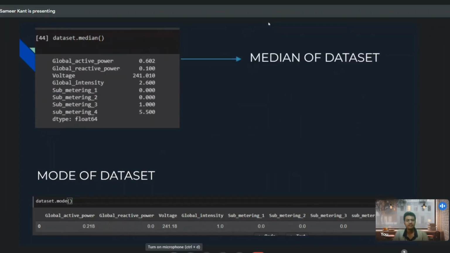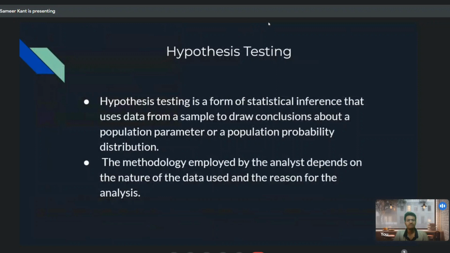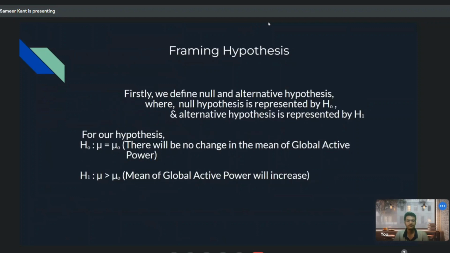Thank you, Anand. Now we will look at the hypothesis testing part of our project. Firstly, hypothesis testing is a form of statistical inference that uses data from a sample to draw conclusions about a population parameter or a population probability distribution. We have assumed our null hypothesis, H0, that the mean of global active power will remain unchanged, and the alternative hypothesis, denoted by H1, is that the mean of global active power will increase. We have taken the sample as the data points of year 2010, and since the number of data points is greater than 30, we will apply a Z-test on it.